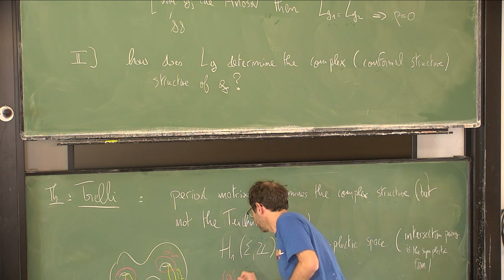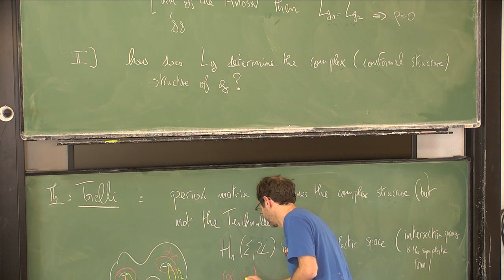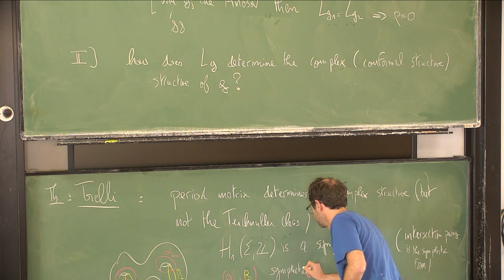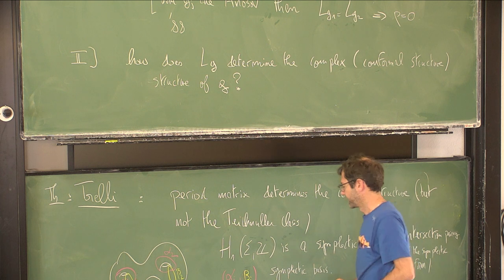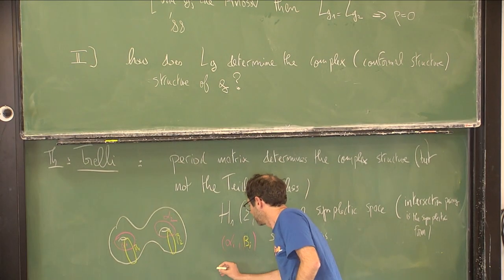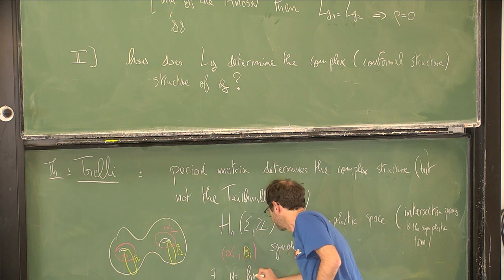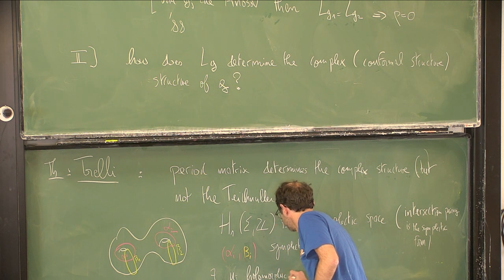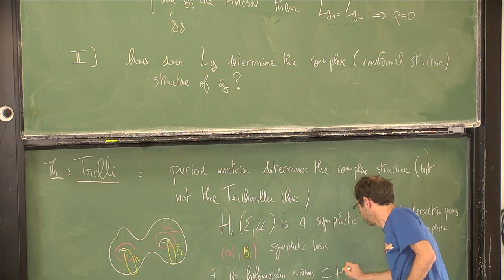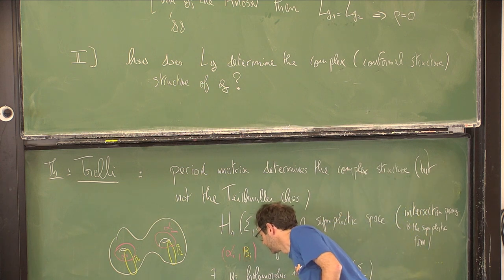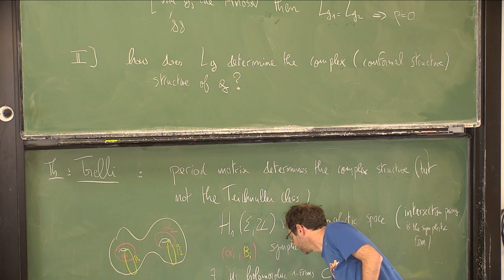So alpha I, beta I is a symplectic basis, you choose it to be a symplectic basis, like in my picture. And now what you can show is that there exist some U_J which are holomorphic one forms, the harmonic ones in particular, such that they are dual to the alpha I. It means that the integral of U_J over alpha I is just delta IJ.